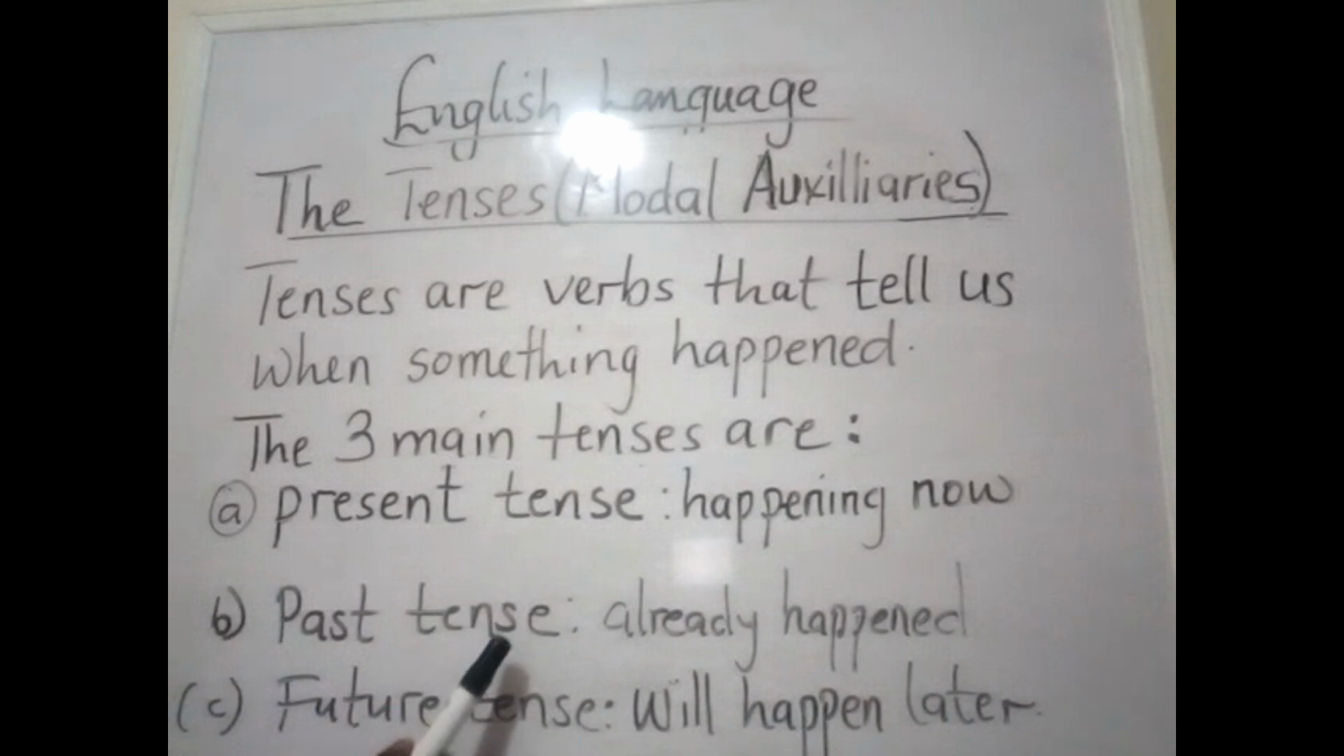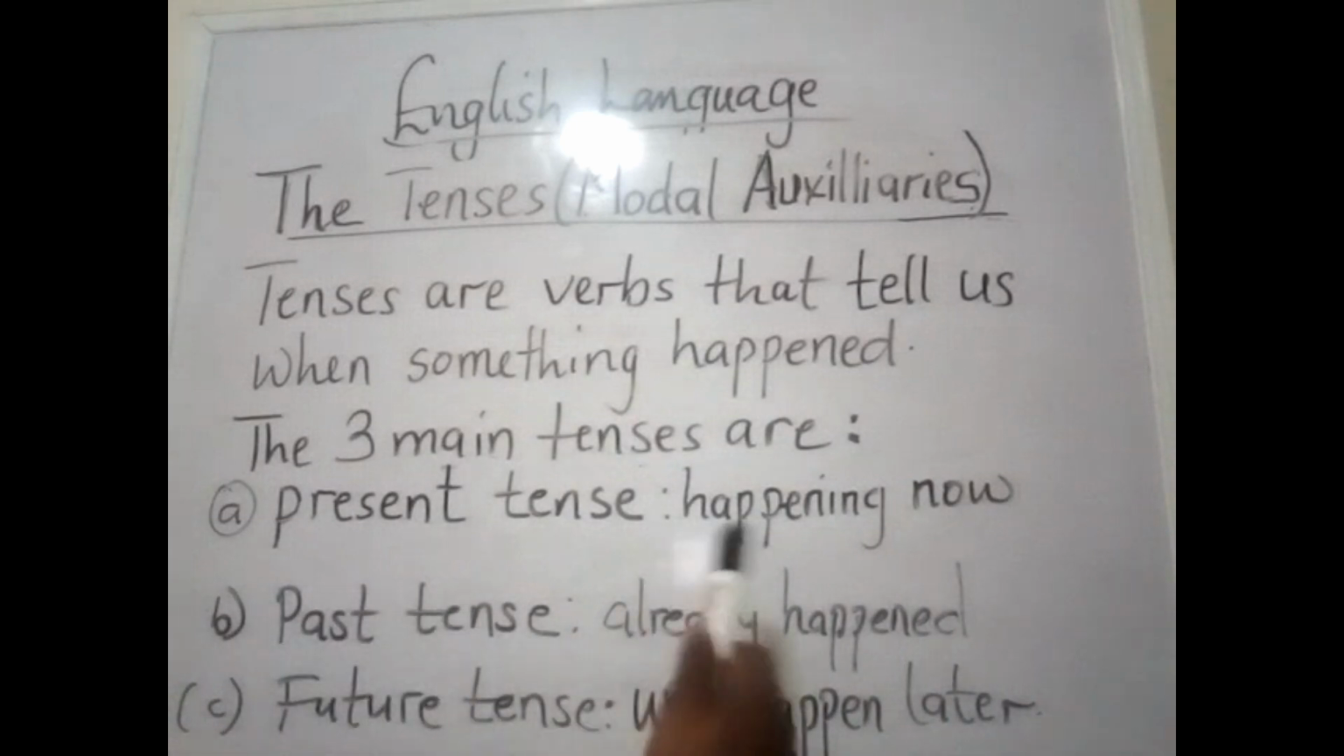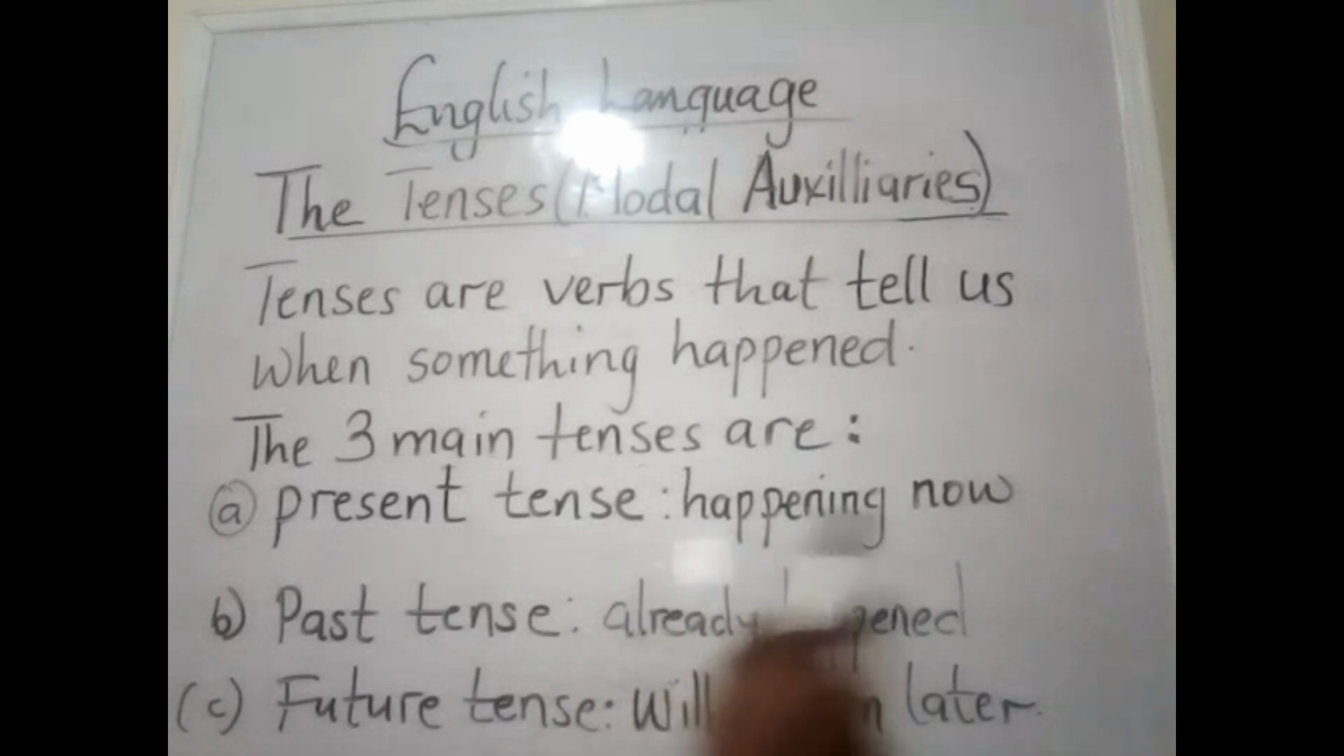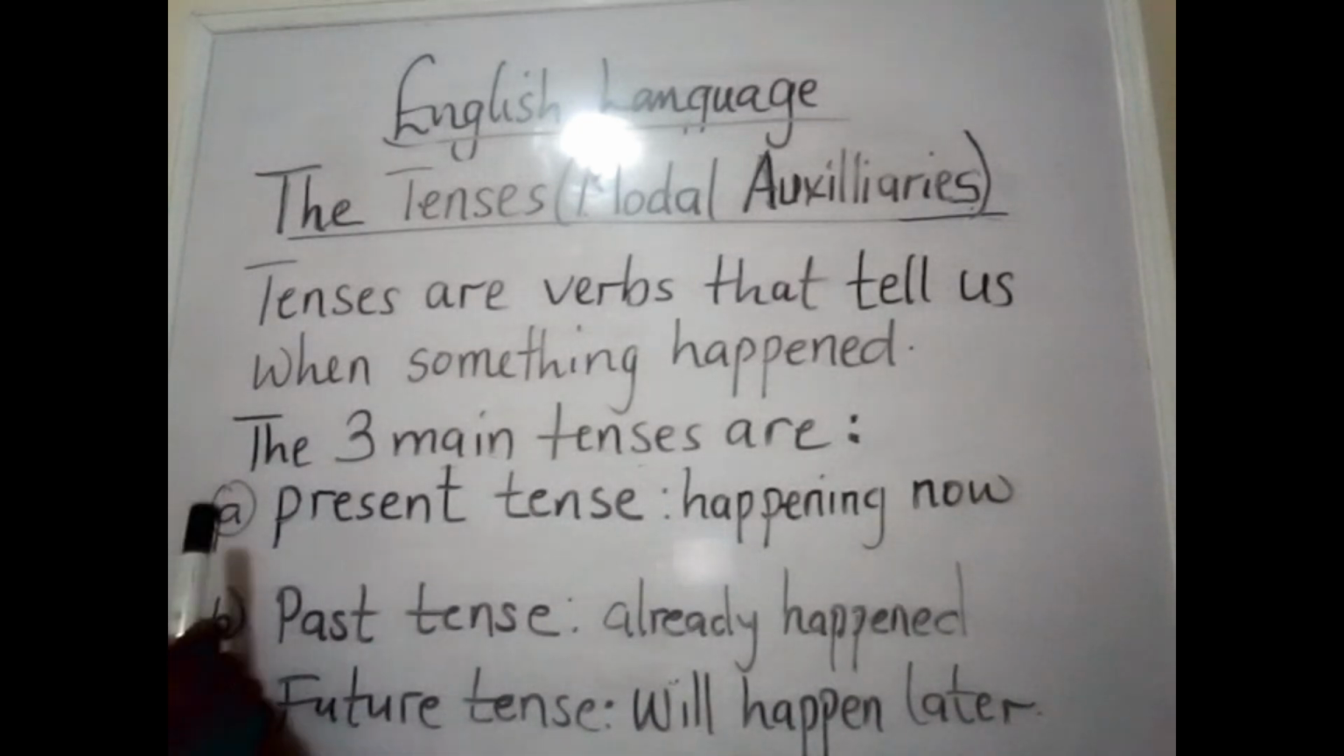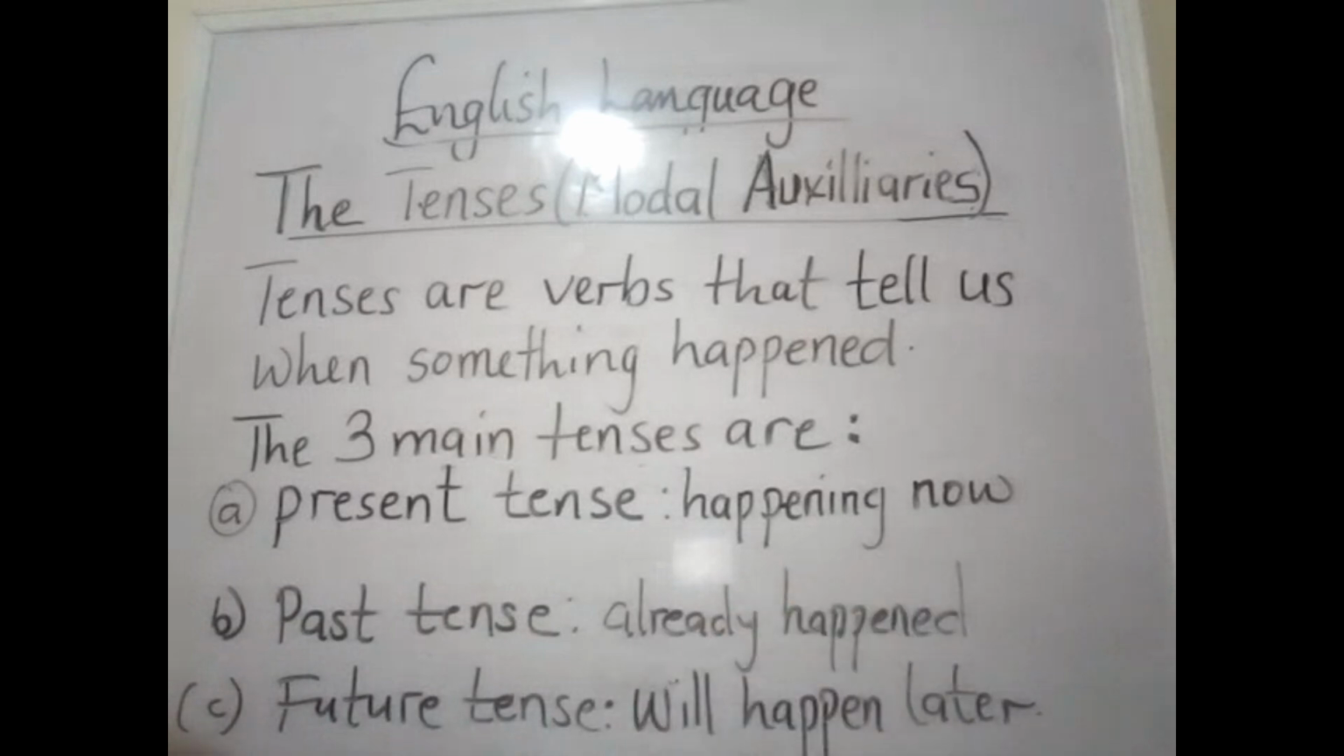Then you have past tense. Past tense refers to things that have already happened. It's in the past, it has passed. And then the future tense shows things that will happen. They refer to what is yet to happen, something that will happen later. So the present refers to what is happening now, the past refers to what has already happened, and the future refers to what will happen later.